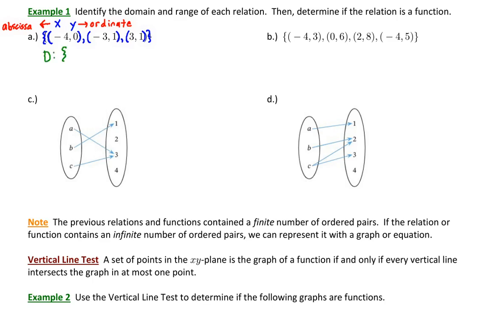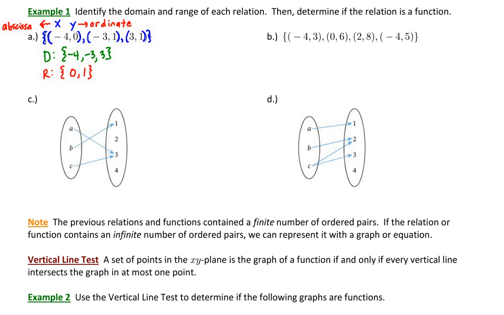The domain is going to be the set of all first components of each ordered pair. So this consists of -4, -3, and 3. The range is going to consist of the second element of each ordered pair. So we have 0, 1, and then 1 repeats again for that third element, but we don't need to repeat it in our range. So now the question is: is this relation a function? This will be a function if every element from the domain has a unique partner from the range.